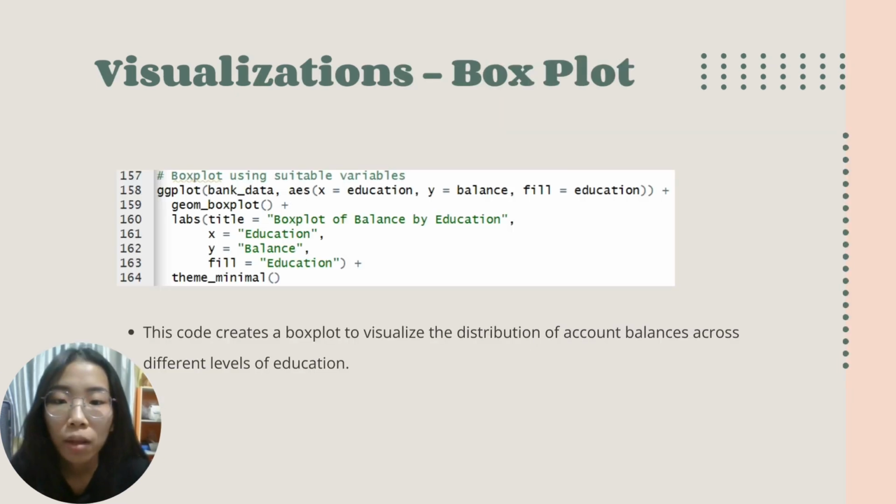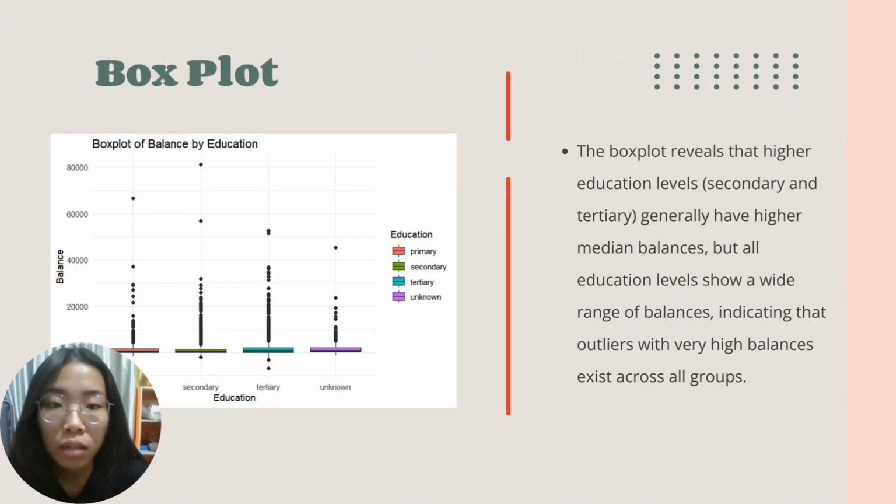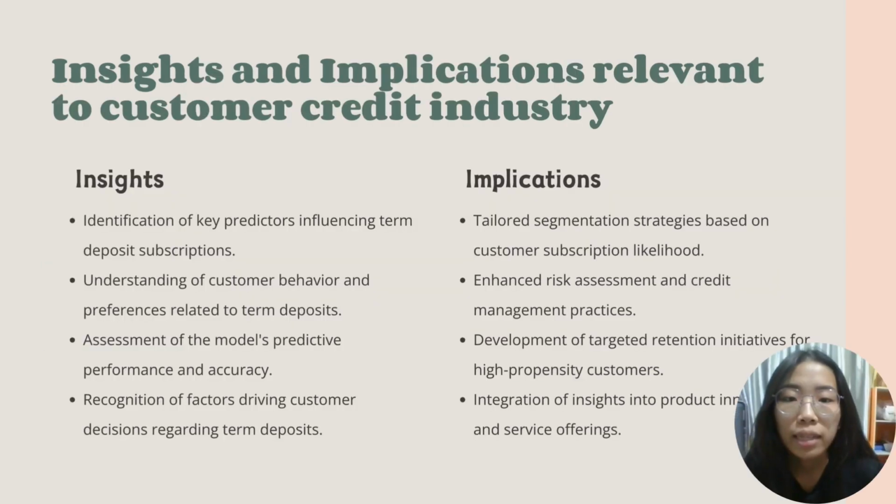30. We also create a box plot to visualize the distribution of account balance across the different levels of education. The box plot reveals that higher education levels generally have higher median balance, but all education levels show a wide range of balance. Insights and implications relevant to the customer credits industry.